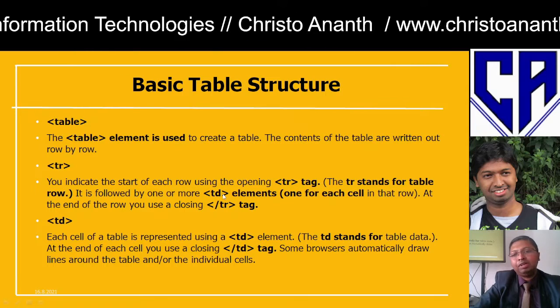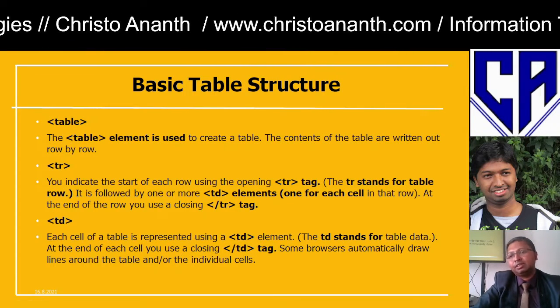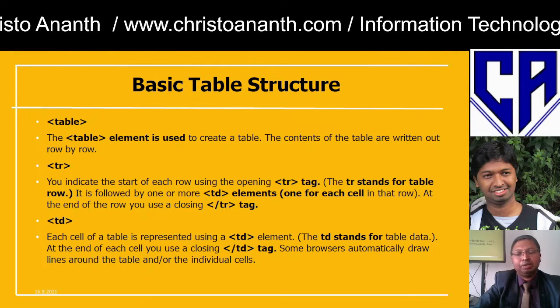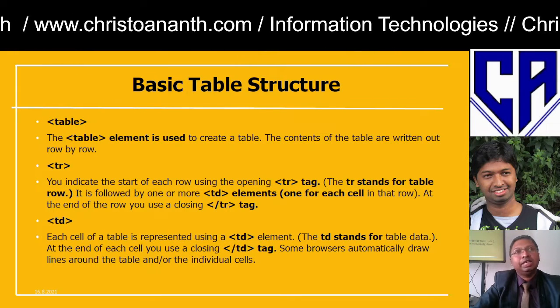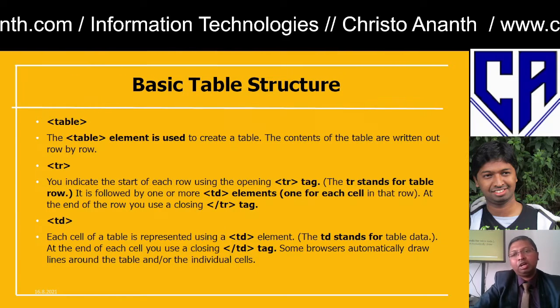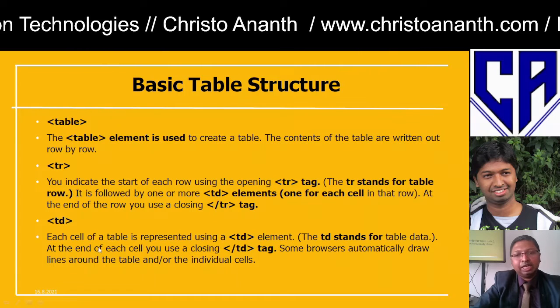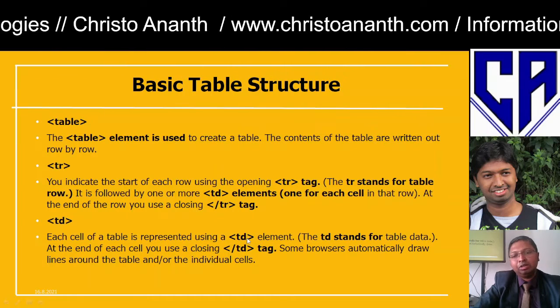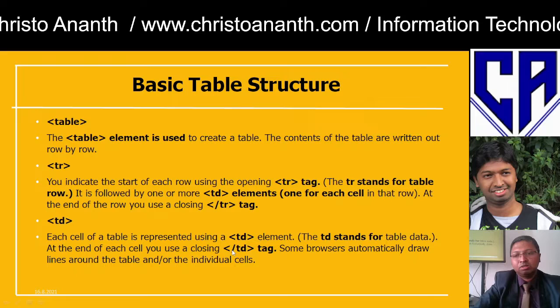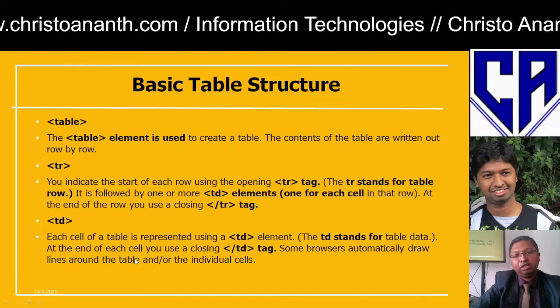Within that we will have the td element, okay. We will have table data, okay. Td is nothing but table data, tr is nothing but table row. So within the table row you will have table data, that is one for each cell in that row. And then for this table data you will have td open as well as td close, okay. So some browsers automatically draw lines around the table.